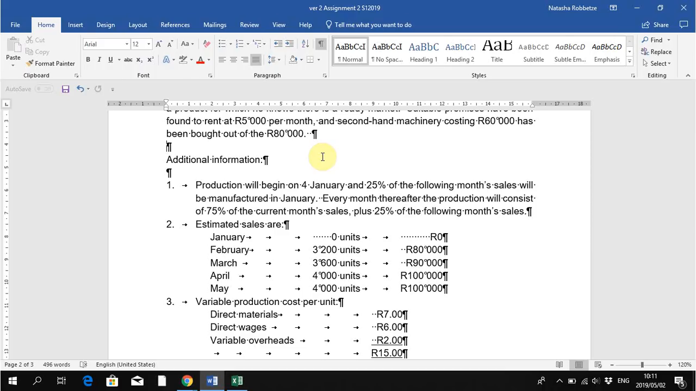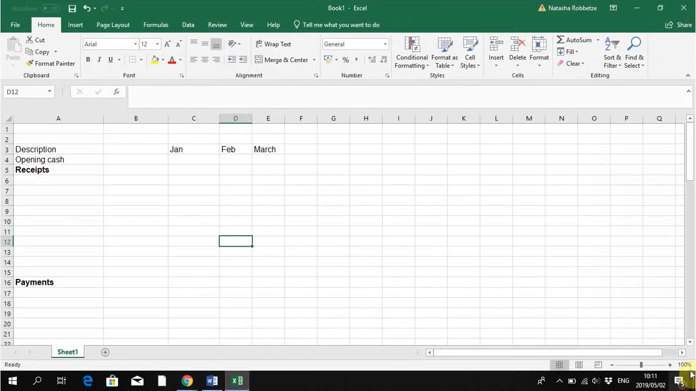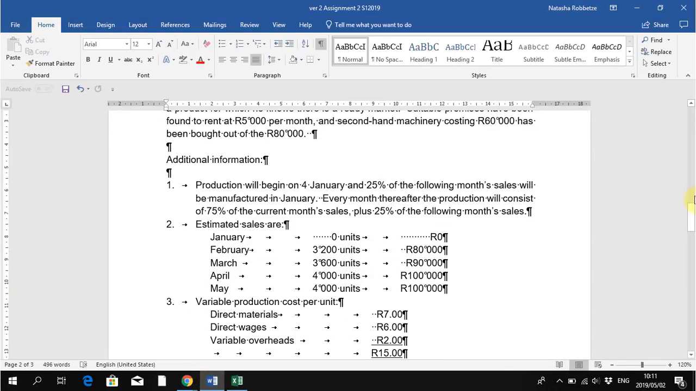In note number 1, it says that production starts on 4 January, and 25% of the following month's sales is manufactured. Every month thereafter, the production will consist of 75% of the current month's sales and 25% of the following month's sales, and they've given you the sales units as well as the sales Rand values. So we can already do that calculation, because that is a production unit calculation that needs to be done.